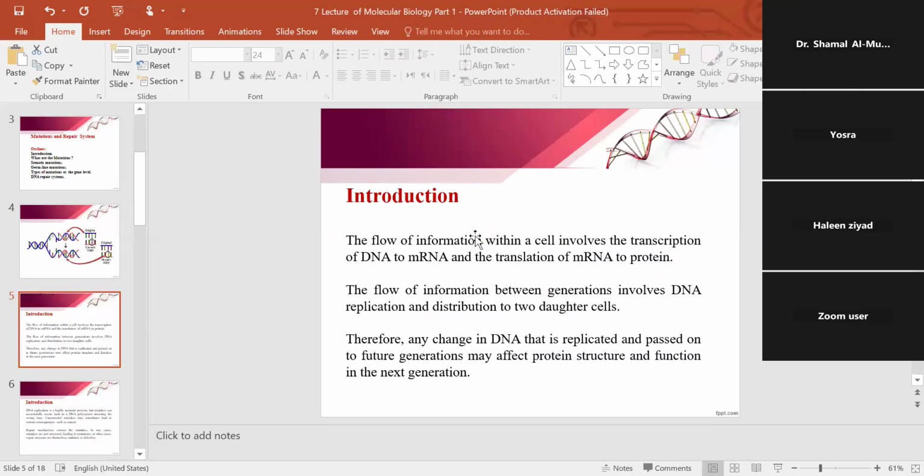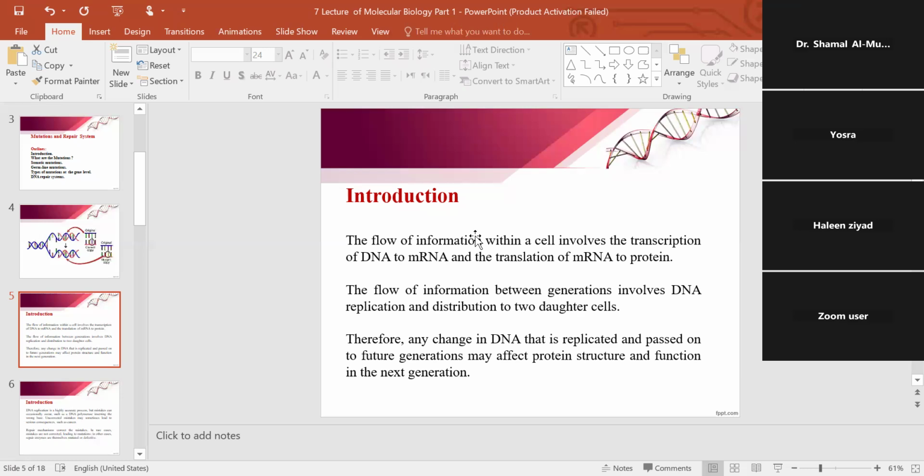Now, the introduction. The flow of information within a cell involves the transcription of DNA to messenger RNA and the translation of messenger RNA to protein. You know, these steps start in the nucleus. The messenger RNA takes a copy of the DNA and then travels to the cytoplasm, to the ribosomes, to translate this messenger RNA to protein.